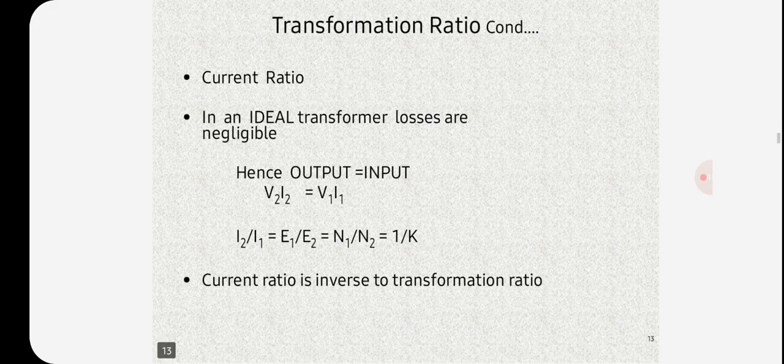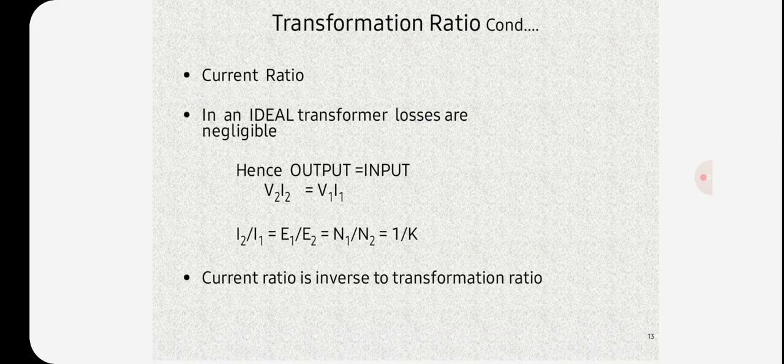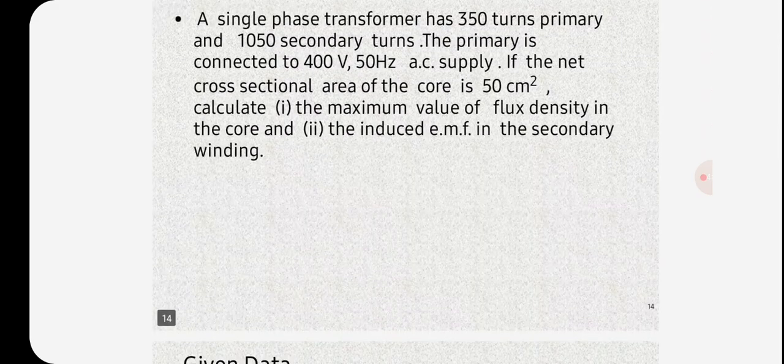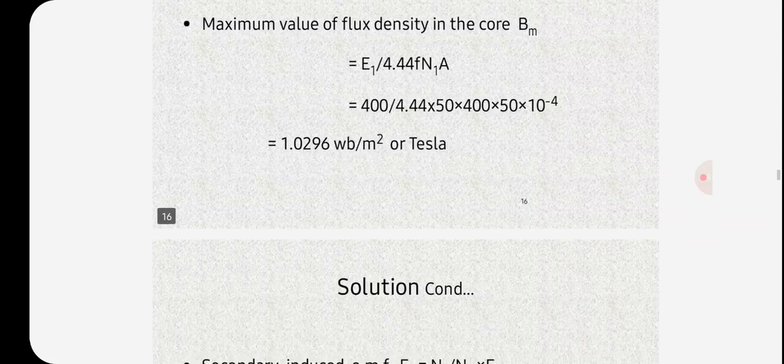And also there is the current ratio, that is I2 by I1, that is equal to E1 by E2, that is equal to N1 by N2, that is equal to 1 by K. The current ratio is inverse to the transformation ratio. So this is the basic concept of today's class.